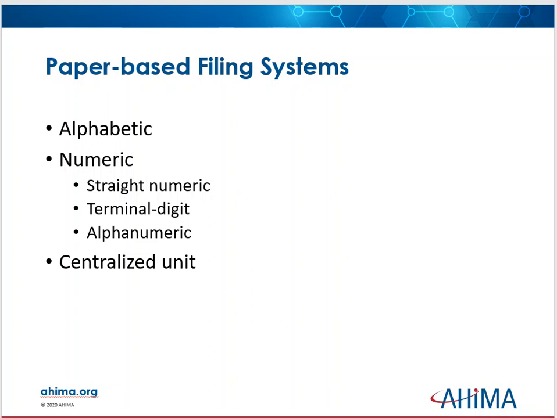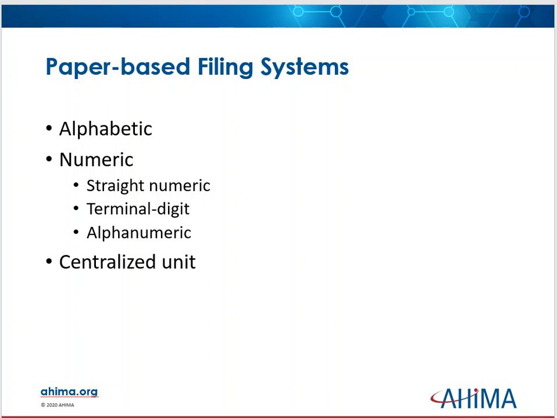Majority of the time, a hospital will have a numeric. And typically, again, a very high percentage would be terminal digits. They can also have a straight numeric or an alphanumeric. So a straight numeric, a hospital can have basically chart 1, chart 2, chart 3, and till the end of time. Terminal digit is when you've got 6 numbers.